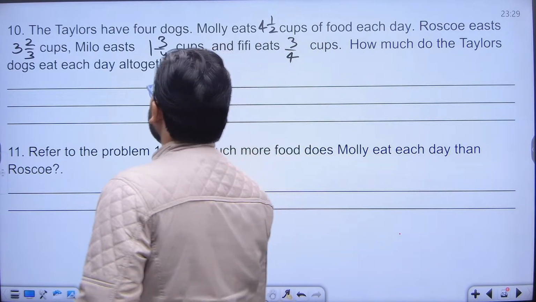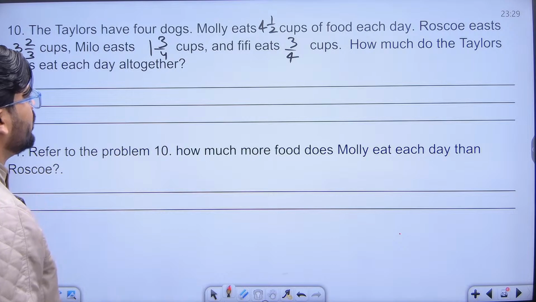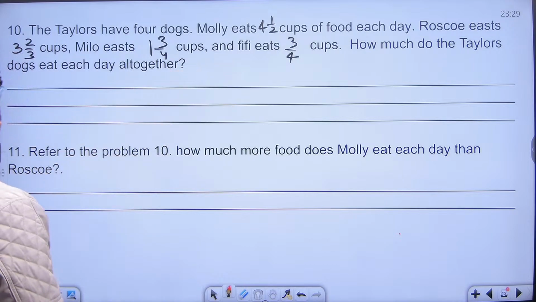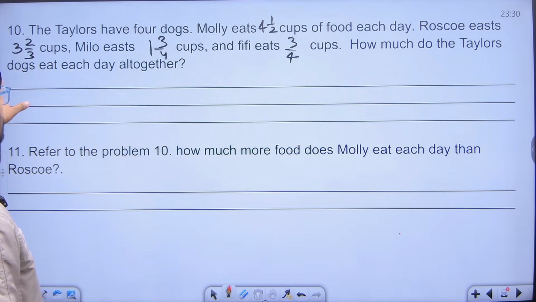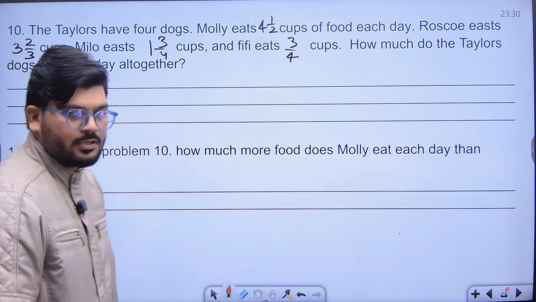So the Taylors have 4 dogs. Molly eats 4.5 cups of food each day. Roscoe eats 2/3 cups. Milo eats this many cups. If he eats this many cups, how much do the Taylors' dogs eat each day altogether?